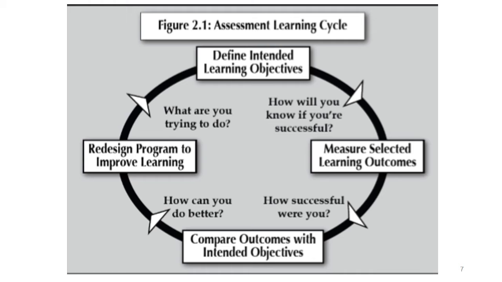At the beginning of each lesson, intended learning objectives must be well defined to know how successful you are. And when one's lesson is complete, certain selected learning outcomes should be measured. If intended learning objectives and learning outcomes perfectly match with each other, it indicates you are 100% successful. If there is a gap between intended learning objectives and learning outcomes, it means the program has to be redesigned to improve learning.